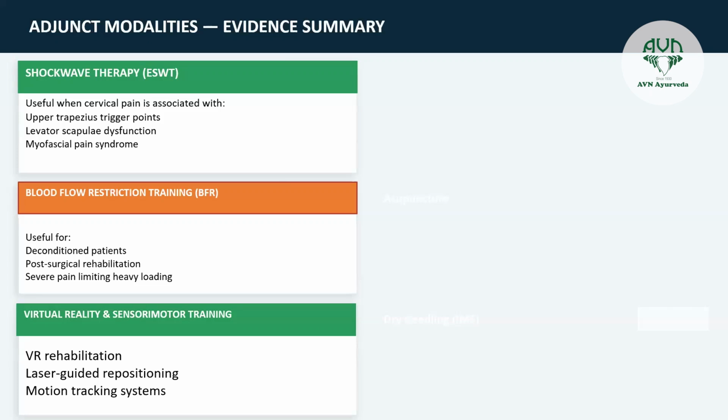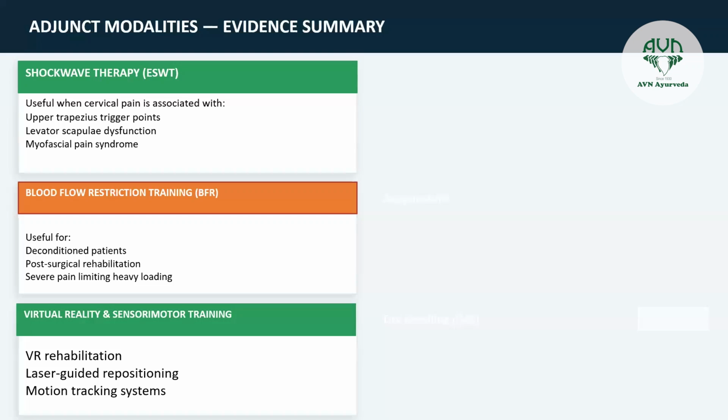Though shockwave therapy, again, we are giving for the patient coming in with pain. If the causative factor is a muscle, again upper trapezius trigger point or levator scapulae dysfunction, and purely for myofascial pain syndrome, we can give shockwave therapy. Apart from that, for fasciitis, and for the ligaments and tendons, we can use shockwave therapy for this aspect.